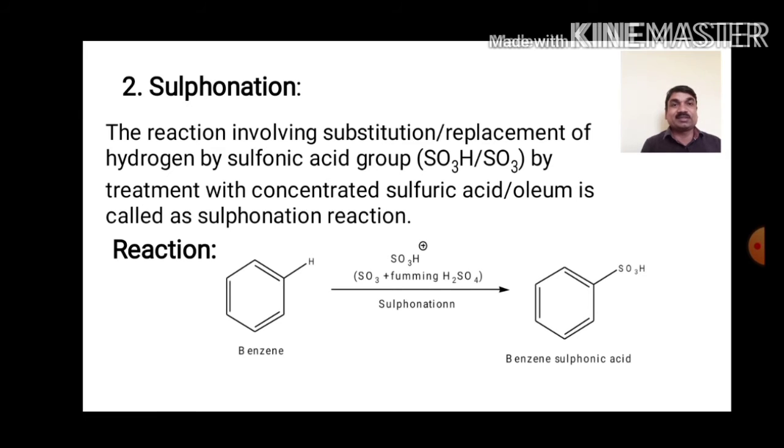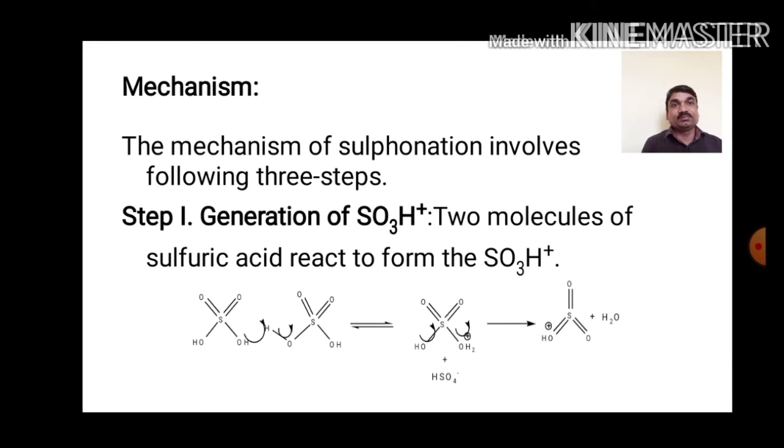As we have discussed earlier, the path followed by the reaction can be explained with the help of the mechanism of the reaction. So the next point is the mechanism of the sulfonation reaction. The mechanism of sulfonation involves the following three steps. The first step is the generation of the SO3H+ molecule as an electrophile.